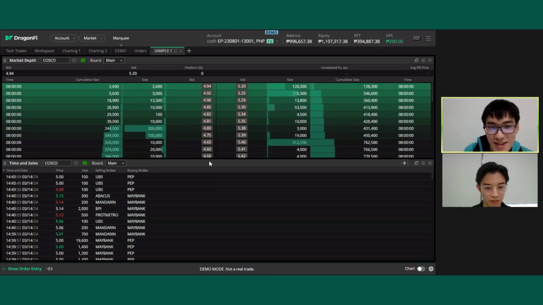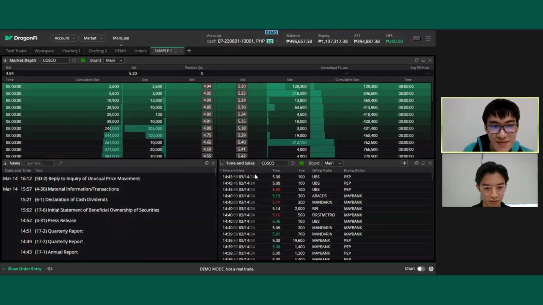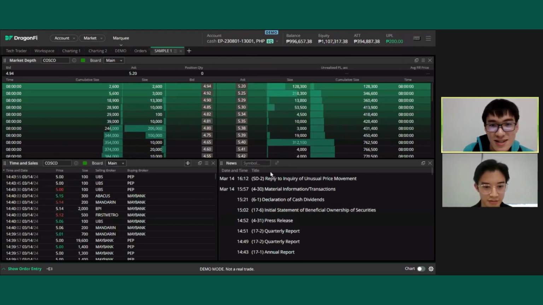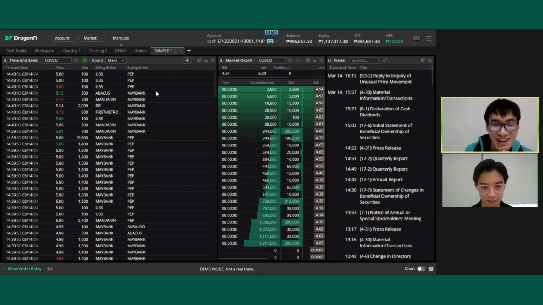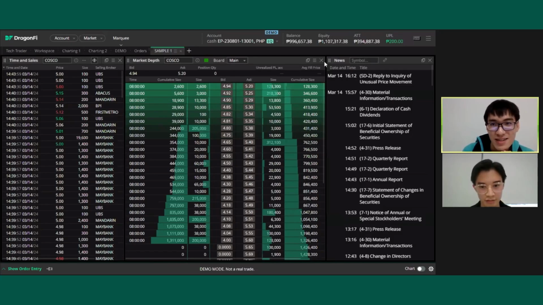So if you want to add more elements, let's say the news, then you can move it. If you don't want the news here, you can put it where you want, there. If you want the time and sales on top, sure, or if you want it below, it's up to you. You can customize how you want it to look. It's not static. If you want the news here, no problem.